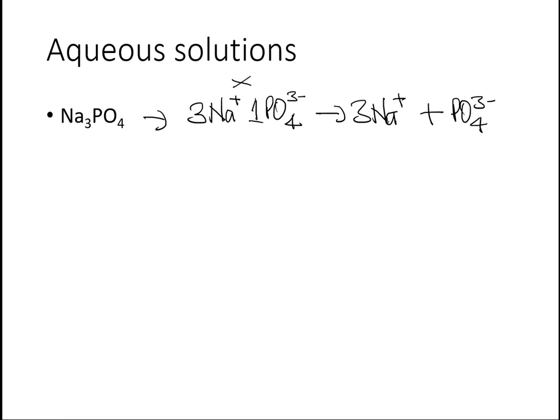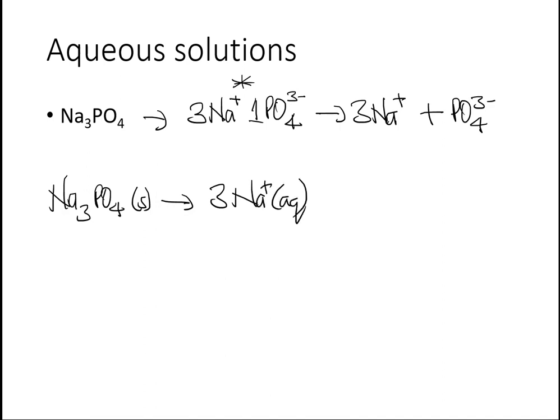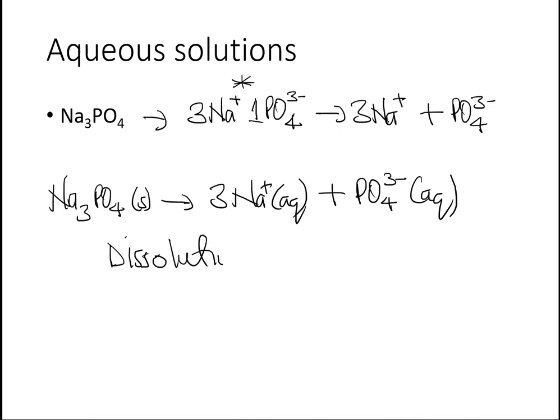Now, if you get rid of this part, you are going to have Na3PO4 solid to give you 3 Na plus aqueous plus PO4 3 minus aqueous. So this is the dissolution. This is the dissolution equation for sodium phosphate.